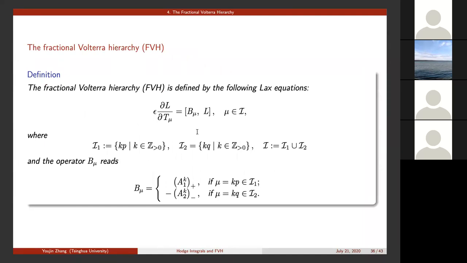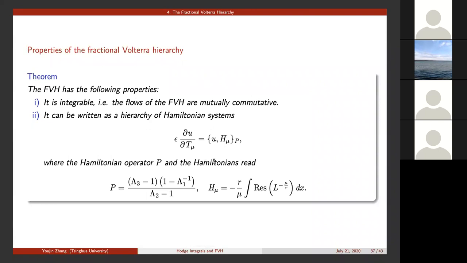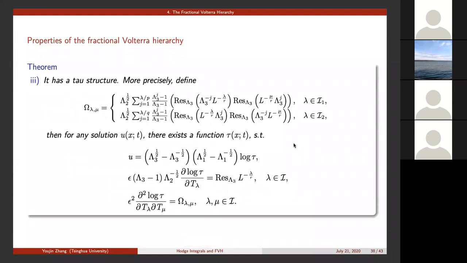We have already mentioned these Lax equations for the fractional Volterra hierarchy. They depend on two sets of indices I1 and I2. So this is what we define. And then for this hierarchy, we can show that it is an integrable Hamiltonian system. The Hamiltonian operators can be written down explicitly, with Hamiltonians given by the residues of this fractional power of L, as we see in the usual case. And it has a tau structure, meaning that we can define a certain two-point function omega in terms of this fractional Lax operator L. And we can define the tau function of this fractional Volterra hierarchy.